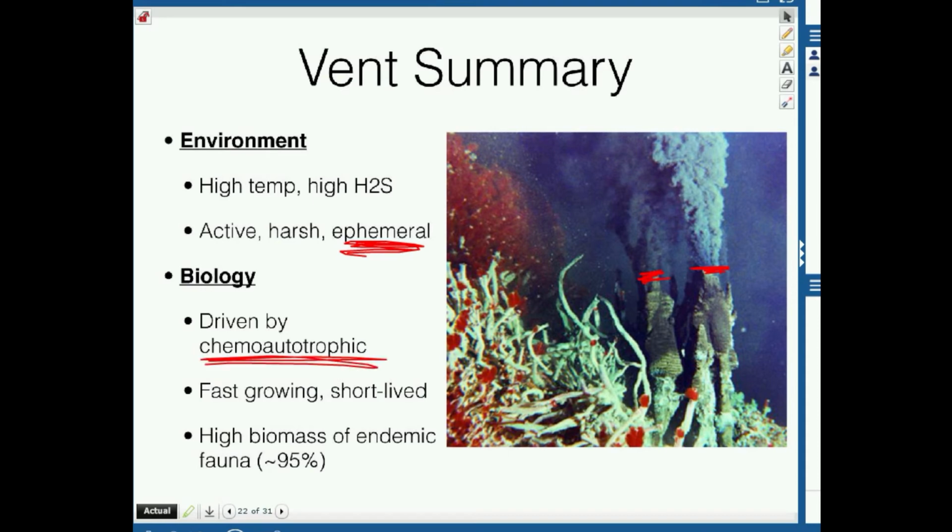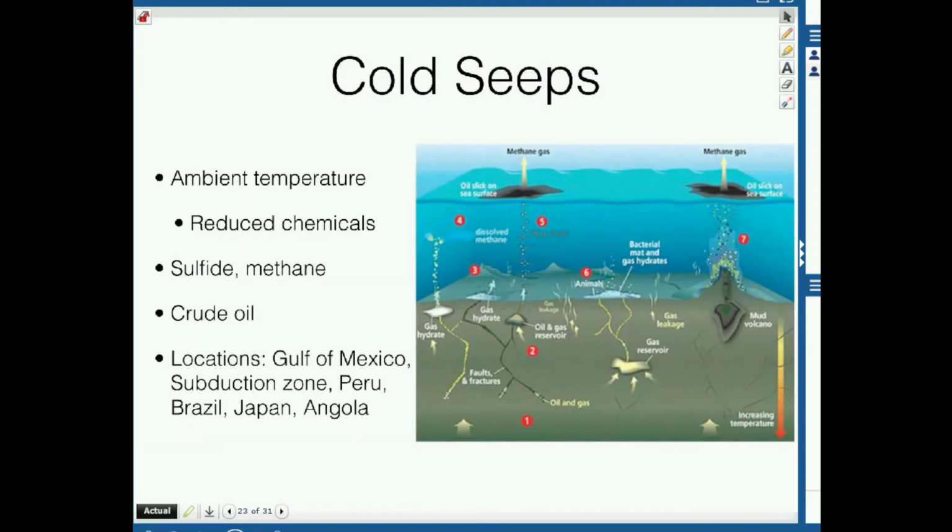They are chemoautotrophic, so they are basically the only ecosystem on Earth that is not driven by photosynthesis. They're driven by these chemosynthetic organisms. And they have a lot of endemic animals, things that only live at hydrothermal vents. That's the only place they live, and they don't live anywhere else on the planet, so that's kind of cool and interesting.